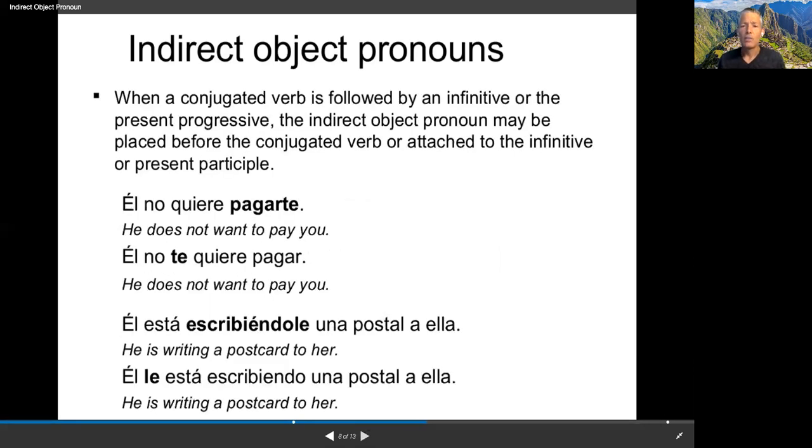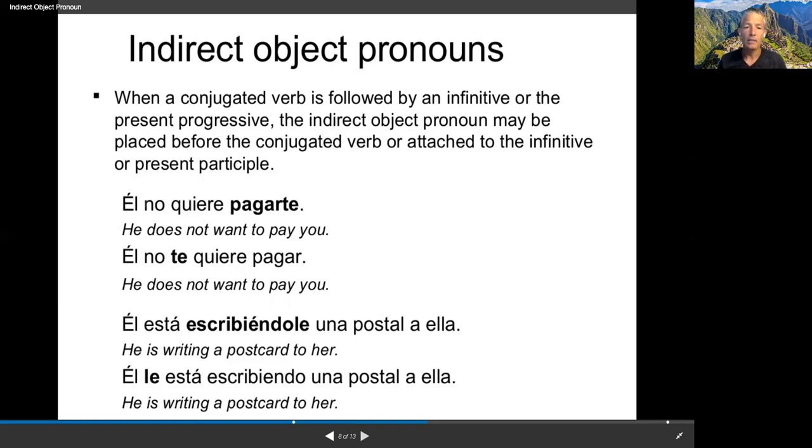When a conjugated verb is followed by an infinitive or the present progressive, the indirect object pronoun may be placed before the conjugated verb, so before the first verb, or attached to the infinitive or present participle, or the second verb. So when you have two verbs, whether it's verb plus infinitive or estar plus ando and yendo, you have two places that you can put the pronoun. You get to choose. And there's no one way that's correct. They're both used. Okay, let's take a look at some examples.